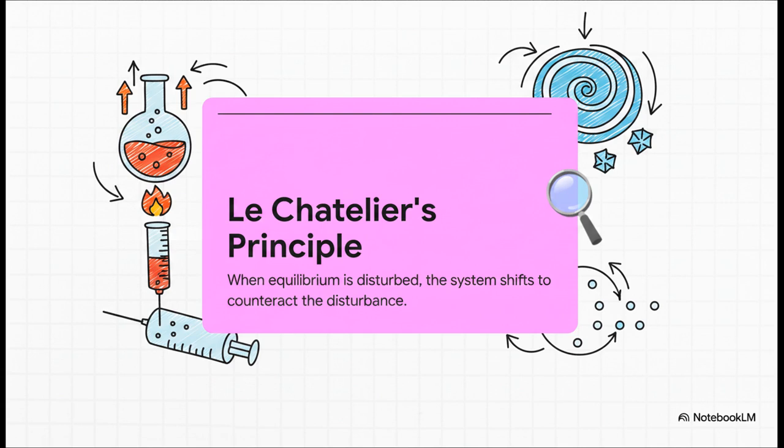If you crank up the heat, the system tries to cool things down by favoring the endothermic reaction. If you increase the pressure, it shifts to the side with fewer gas moles to relieve that pressure. Master this logic, and interpreting those complex graphs becomes a total breeze.